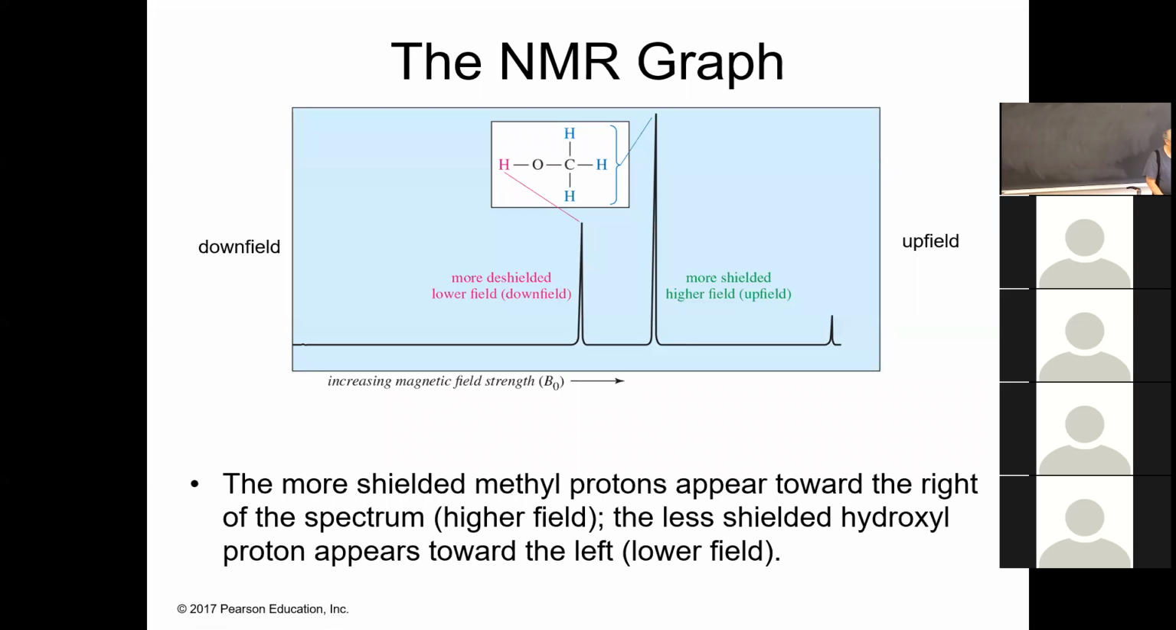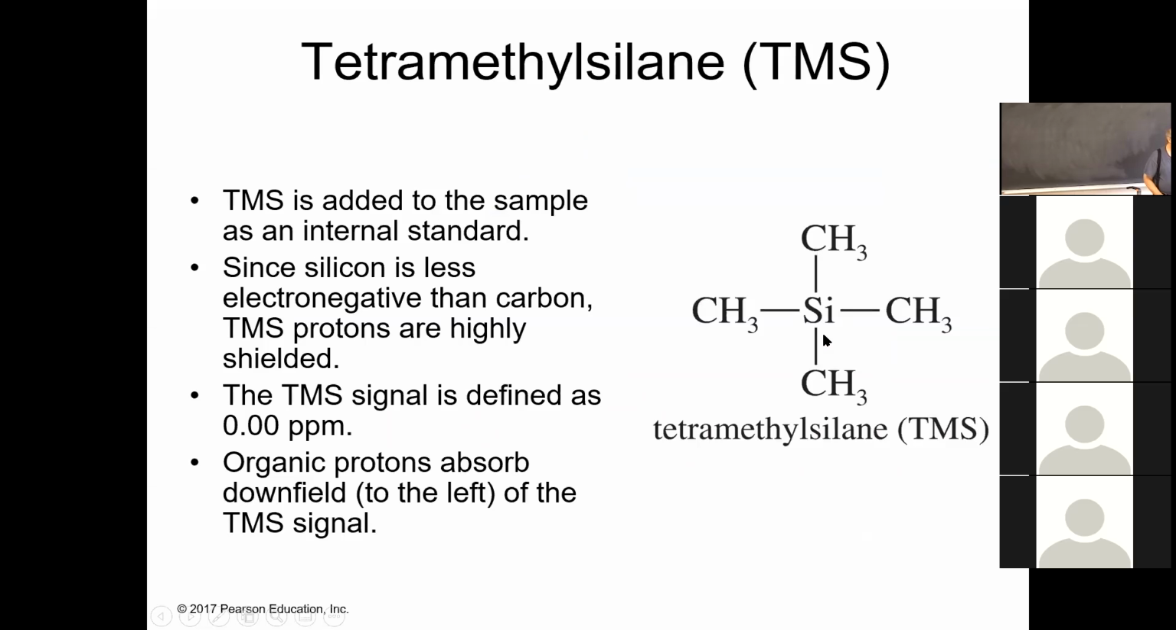Okay, so that little peak down here at the end is a compound called tetramethylsilane, which has been added. It is an internal standard. It's to make sure that your instrument is lined up correctly. And by definition, the TMS signal is 0 ppm. So we want to make sure the TMS signal is set at 0, and then everything else is lined up correctly.